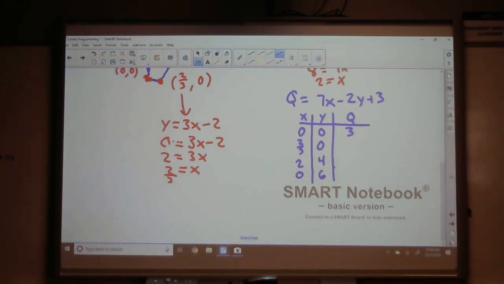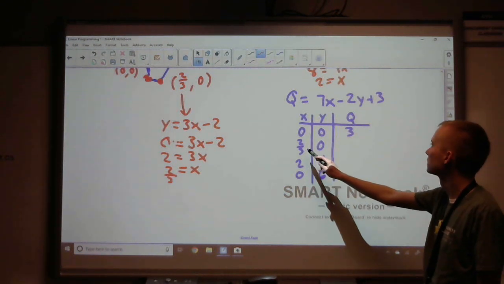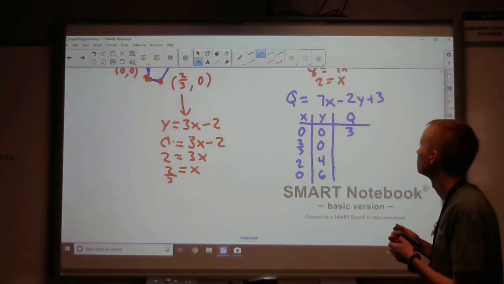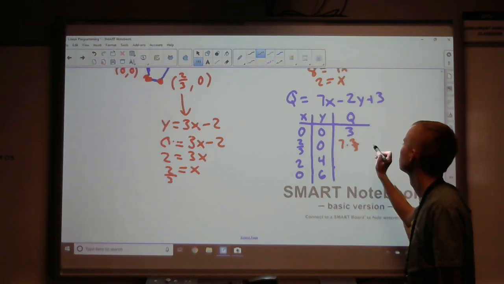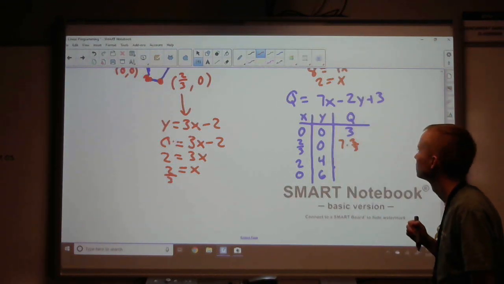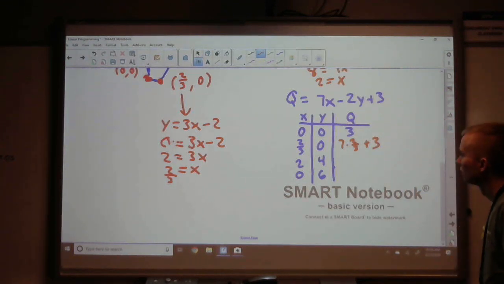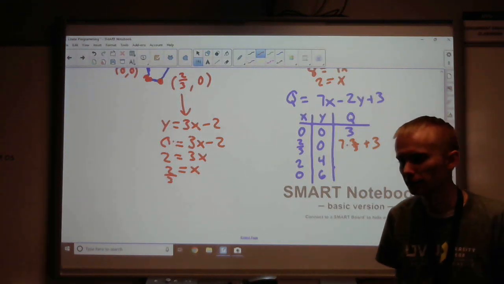Okay? So that's one. Now let's look at when I replace x with 2/3 and y with 0. Okay? So I'm going to get 7 times 2/3, and then this would be 0, right? Because y times 0 is just 0, plus 3. What is that going to be? Let's throw that in the calculator.